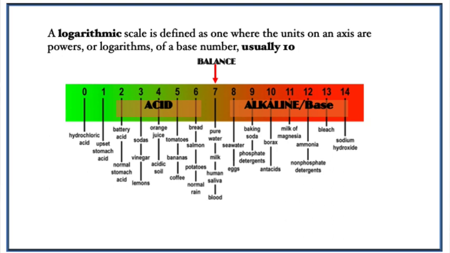So we have to keep that in mind. It takes more acid, or not more acid necessarily, more treatments with acid to change an alkaline substance. So in the middle of the scale, we consider it to be what we call the balance point, or neutral, and that's where water would live.